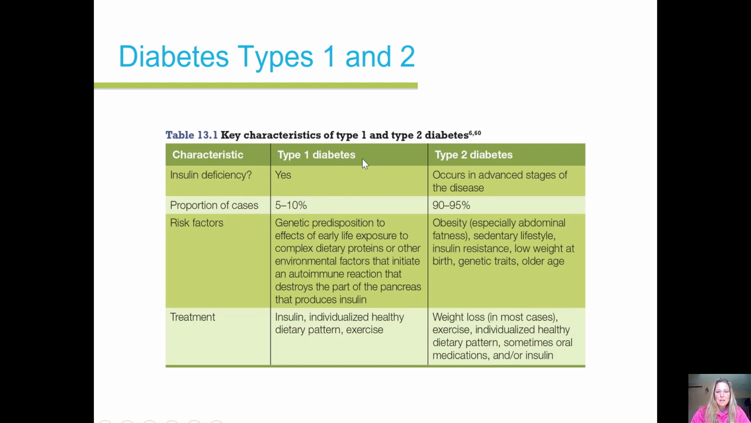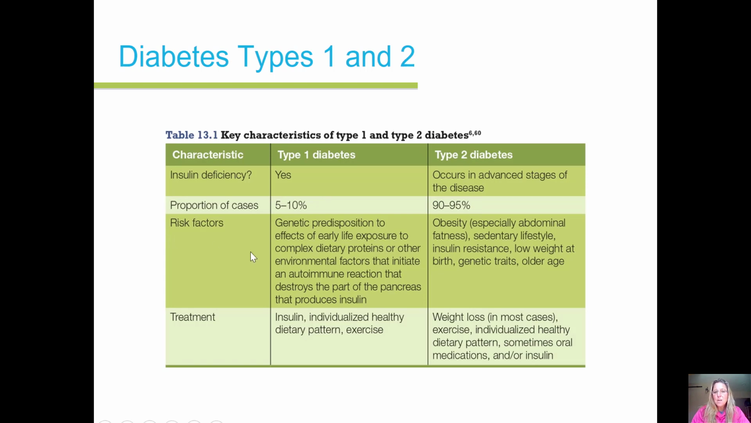So again, when we look at type 1 versus type 2, it shows us here just that yes, there's an insulin deficiency. So type 1, the pancreas is not producing insulin, but in type 2, it does produce insulin, but in the later stages of the disease, the pancreas could eventually stop producing insulin because it's being overworked. The number of cases of type 1 are relatively low, so only 5 to 10%, but more like 90 to 95% of those cases are actually going to be type 2 diabetic.